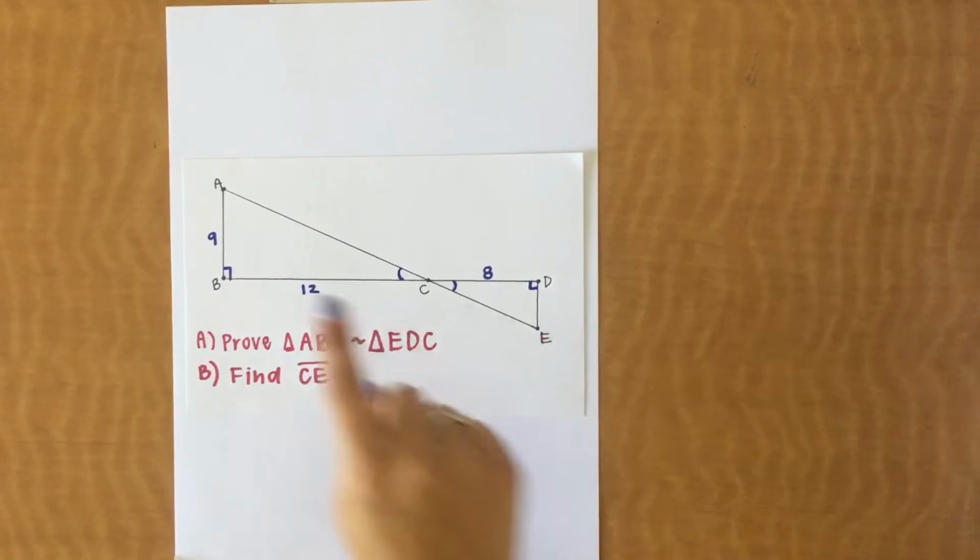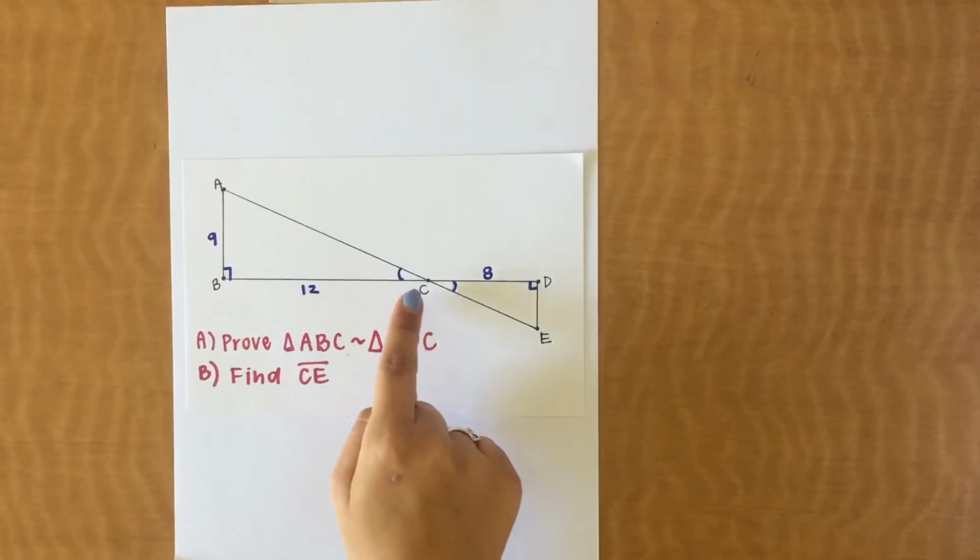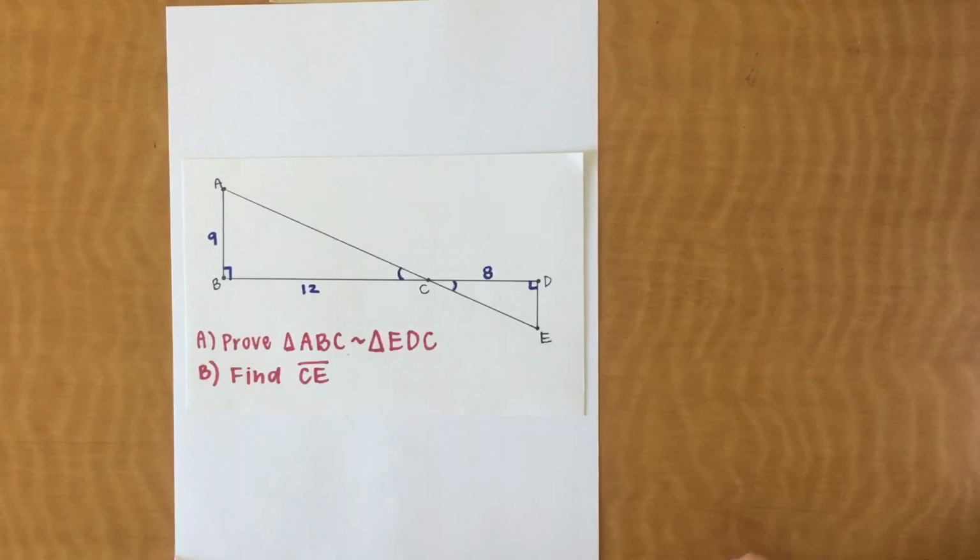For this video, we have this figure here, and we're going to prove that triangle ABC is similar to triangle EDC, and then we're going to find the side length of CE. So the first thing we can do is write out what's given. So this is for A. So we know that there are two triangles, triangle ABC and triangle CDE.